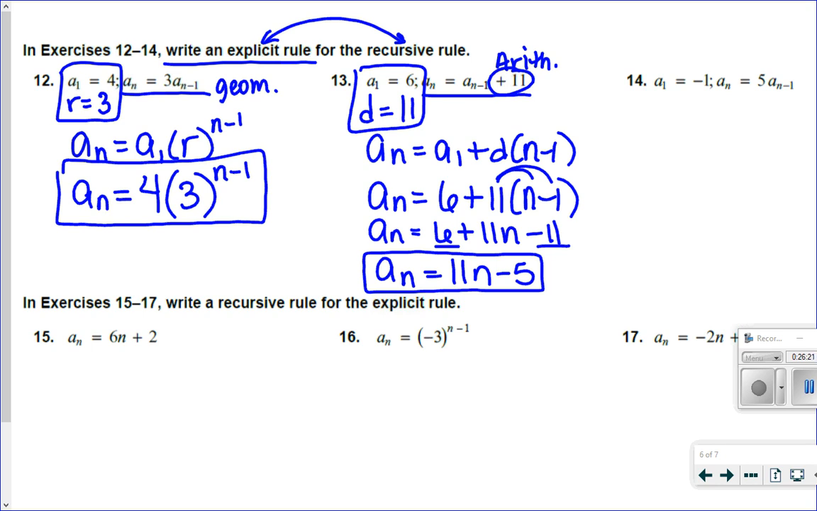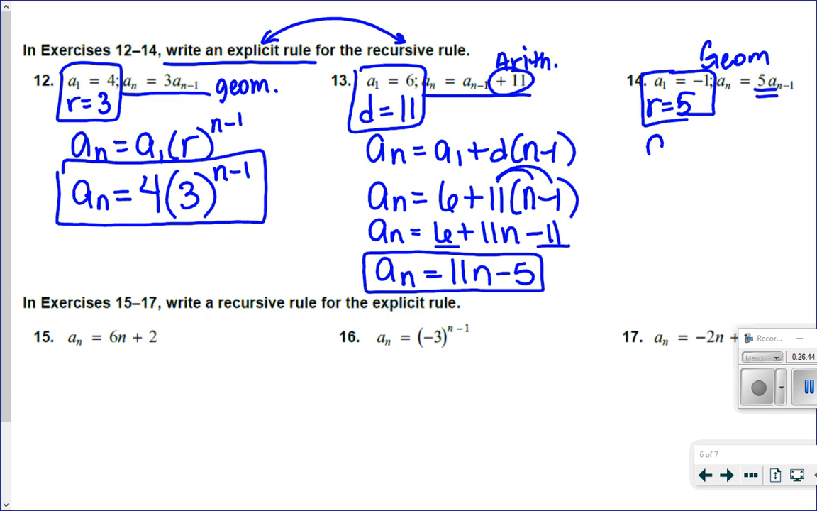And if you did that, hopefully you determined that this one was geometric because they're multiplying by 5 here in the recursive explanation. Okay, so that means that R is going to be 5. So this is the information that I need to know. The first term is negative 1, and my common ratio is 5.